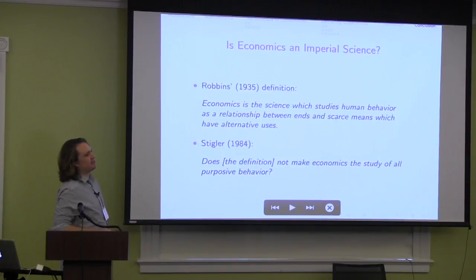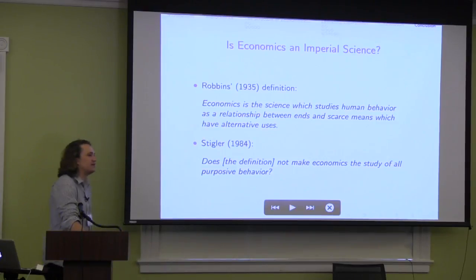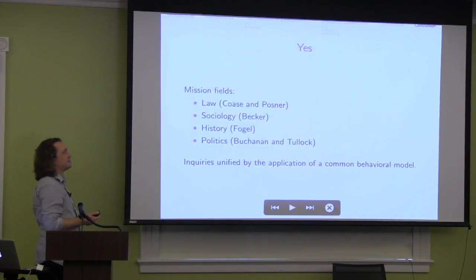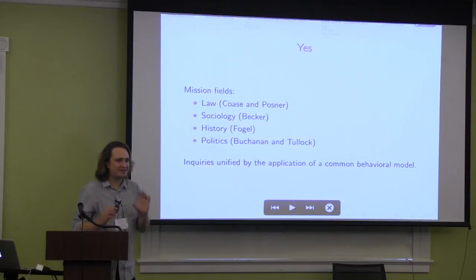This goes back to an essay that Stigler wrote in 1984, which I'm sure all of you are very familiar with. Stigler quotes Robbins' definition of economics, and says, does the definition not make economics the study of all purposive behavior? And Stigler says, well, yes, obviously. And he actually uses the metaphor of missionaries. He says that the economists are missionaries who've gone into these mission fields against hostile natives.